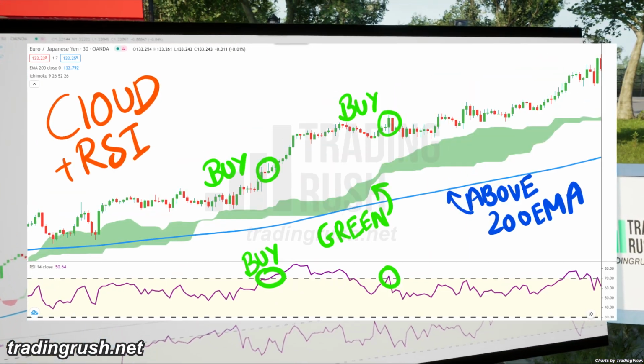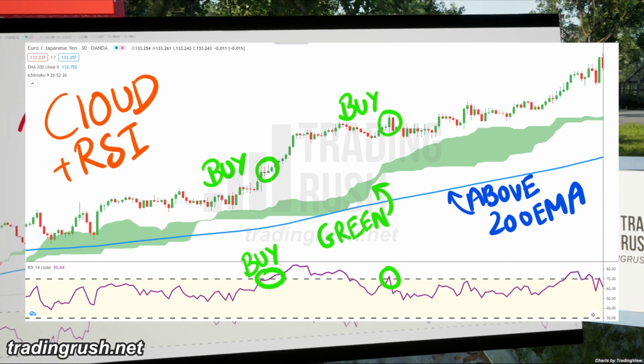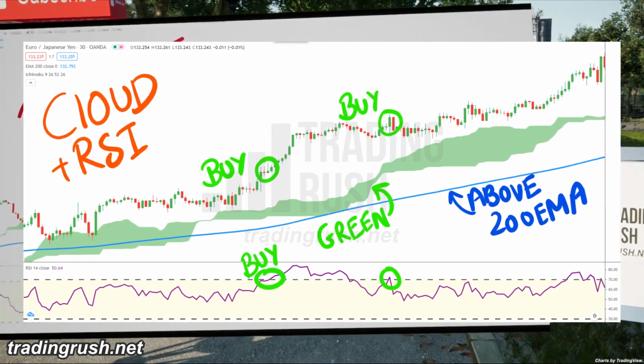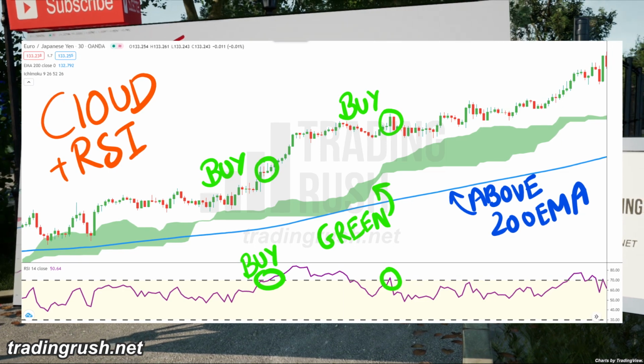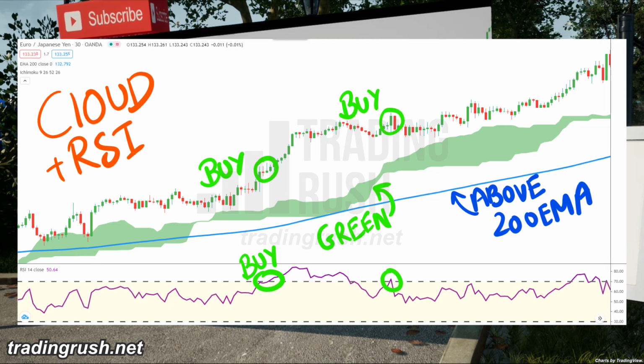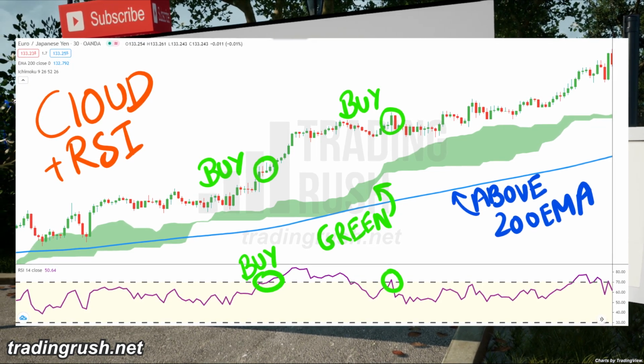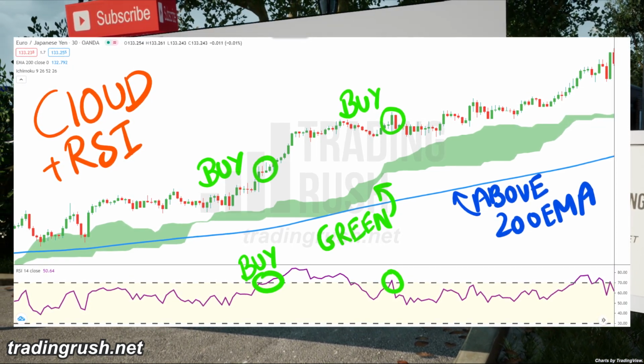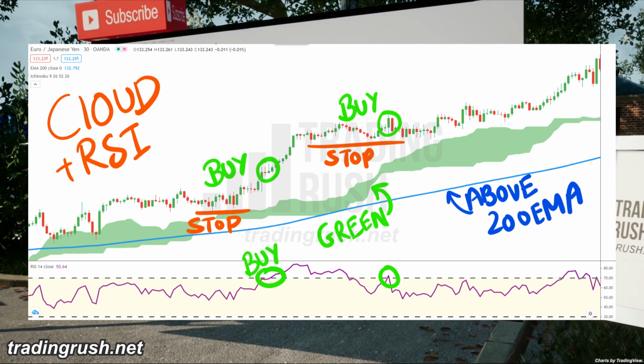When the Ichimoku Cloud is green in color, above the 200-period moving average, only look for long RSI signals. When the RSI line crosses above the overbought level of 70, it's a long entry signal, only if the entry candle is above the cloud. Stop loss goes below the pullback.